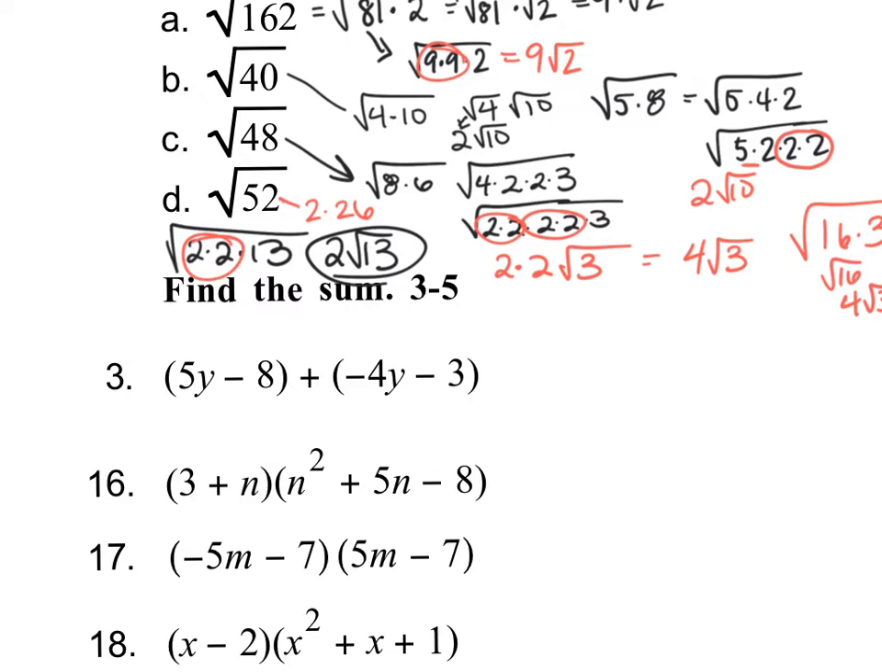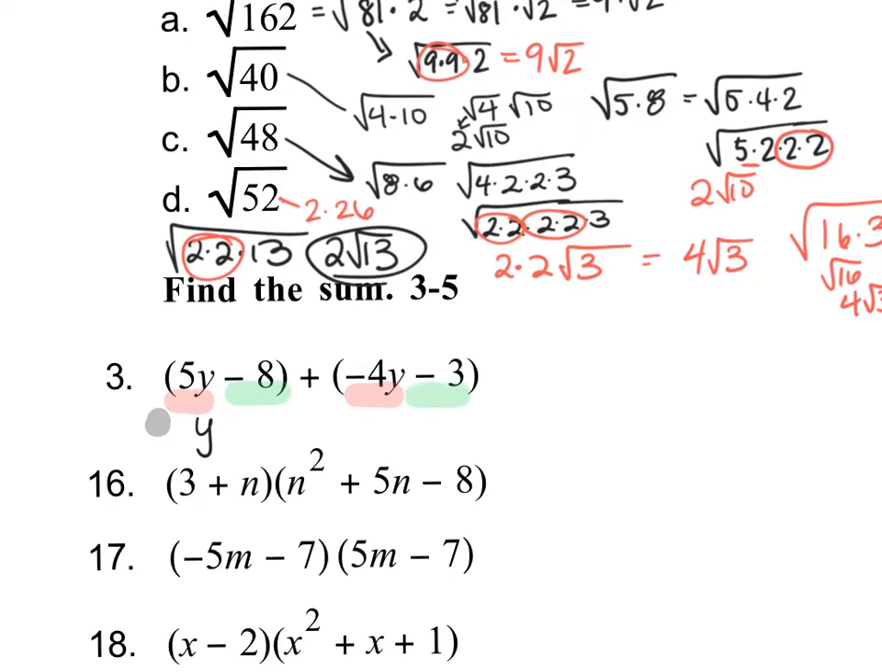So here we have 5y plus negative 4y. So that is 5 minus 4. That's y. So we have y. And then we have negative 8 plus negative 3.